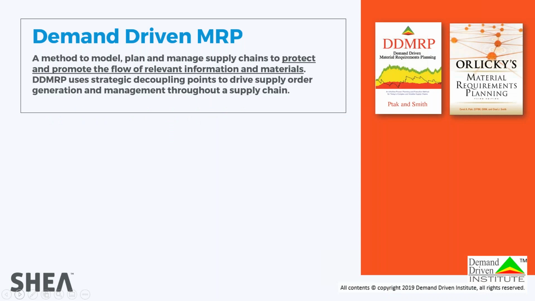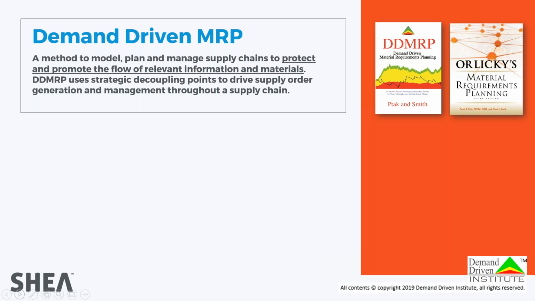DDMRP is a method to model, plan, and manage supply chains with the idea of protecting and promoting flow of relevant information and materials. We use strategic decoupling points to drive the planning side, or supply order generation, which is purchase orders or manufacturing order release, and the supply order management, or the execution, which is the rescheduling and the expediting of orders throughout a supply chain.